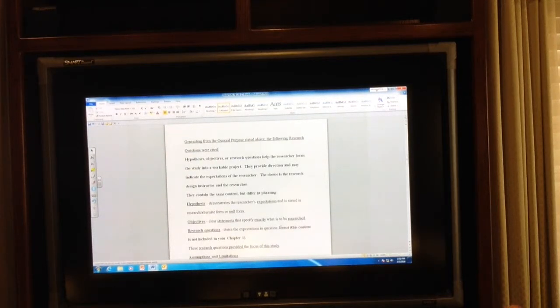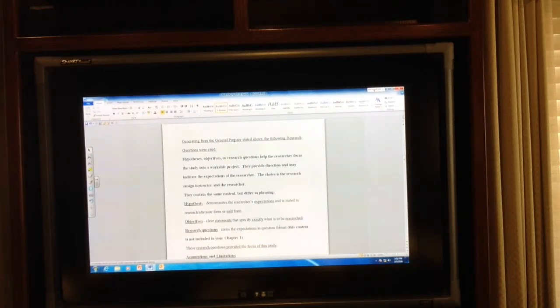If we take a look at what the hypotheses and the objectives are, this is information that will help you in understanding research in general. Hypotheses, objectives, or research questions help the researcher focus on the study in a workable project. It takes an elephant and cuts it down into bite-sized pieces. They provide direction and may indicate the expectations of the researcher. In the study about the immigrants, there was some expectation of the researcher that indeed the home economics, family, and consumer science discipline could assist in the process.